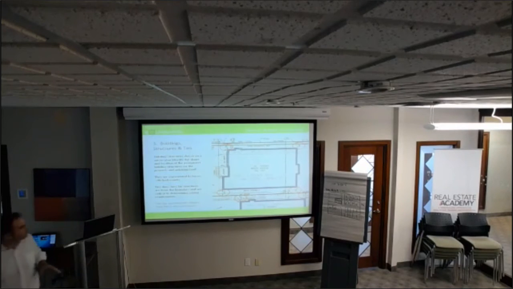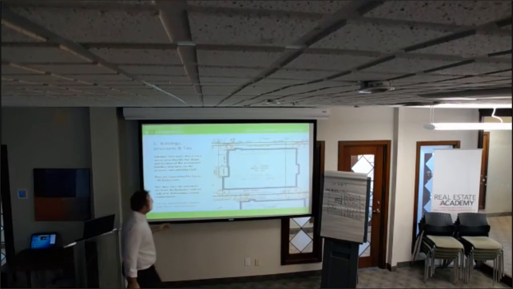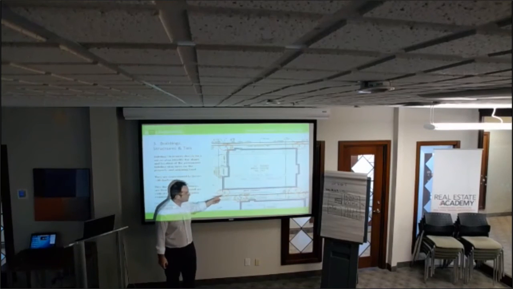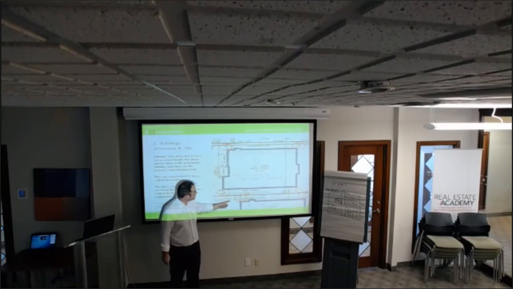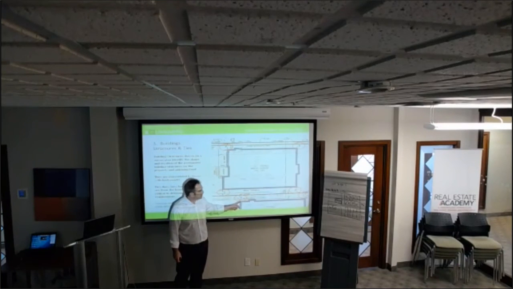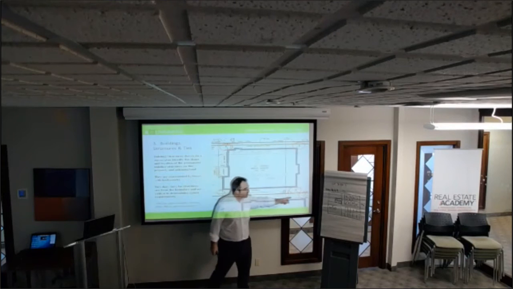Okay? So not only do you have the measurements from this house to the boundary, but just for good measure, you have the measurements from the neighboring house to the boundary.